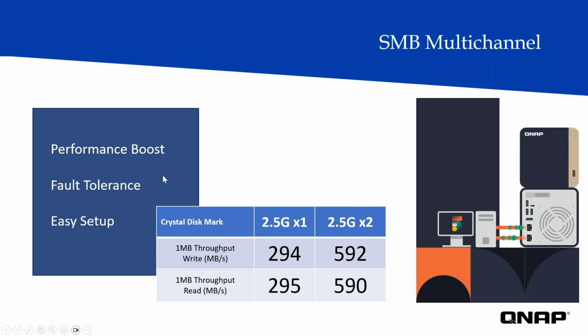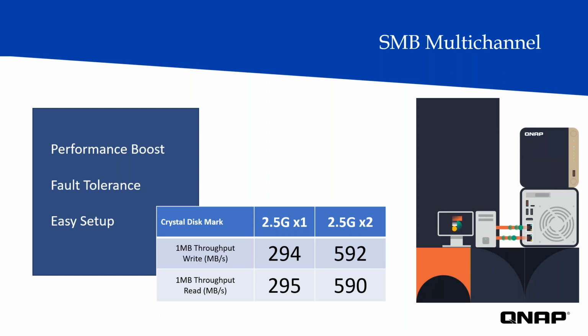So SMB multi-channel support is the primary performance boosting feature, and it's one of the biggest additions to QTS with this new update. What this is: an SMB3 client can establish multiple network connections simultaneously to an SMB share. So with more aggregate connections, you get more potential throughput.